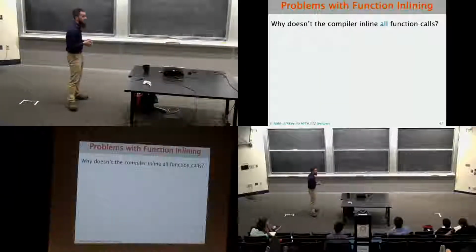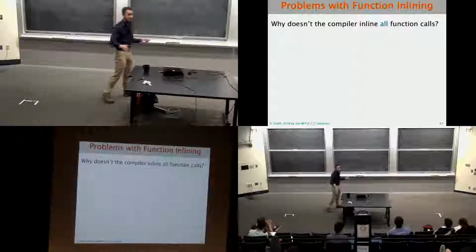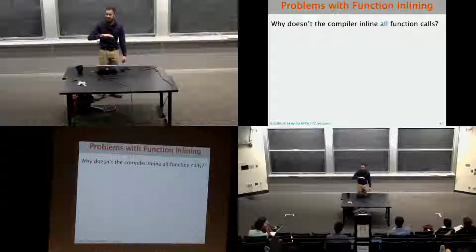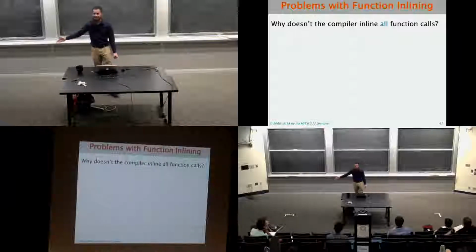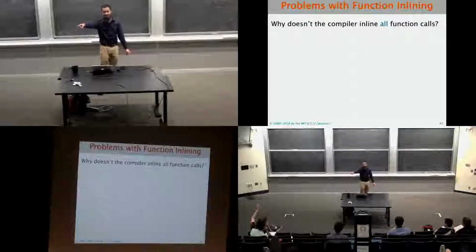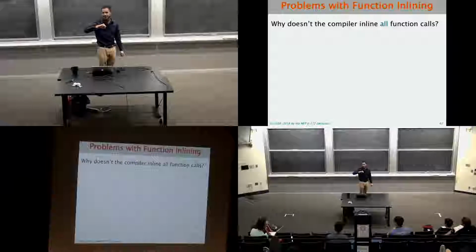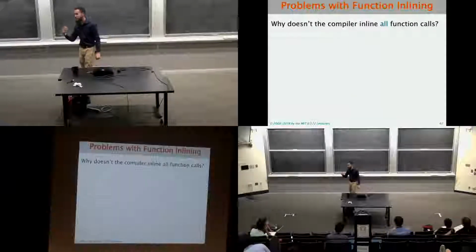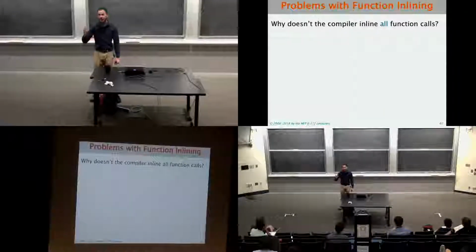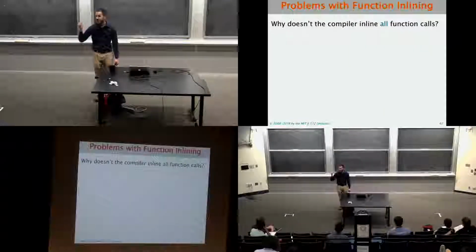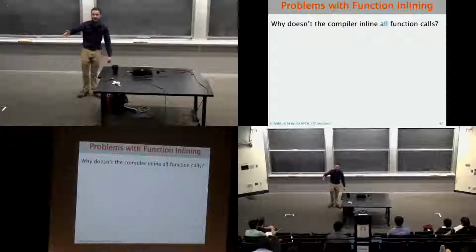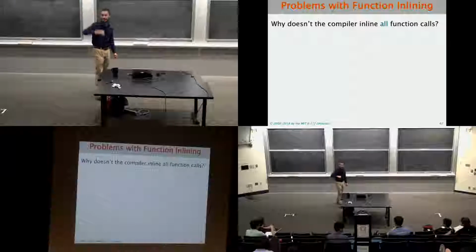OK, well, if function inlining is so great and enables so many great optimizations, why doesn't the compiler just inline every function call? Go for it. Recursion. It's really hard to inline a recursive call. In general, you can't inline a function into itself, although it turns out there are some exceptions. So yes, recursion creates problems with function inlining. Any other thoughts? In the back.